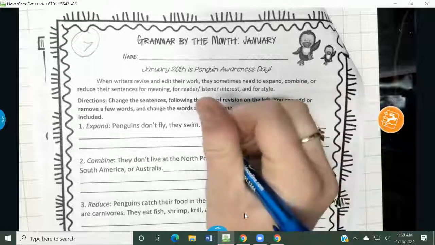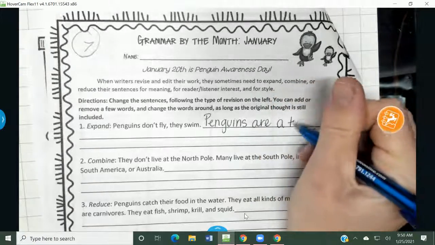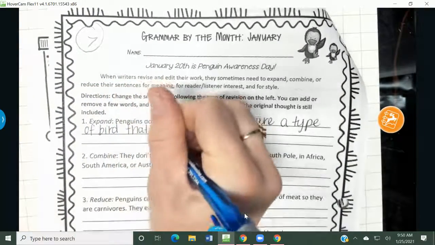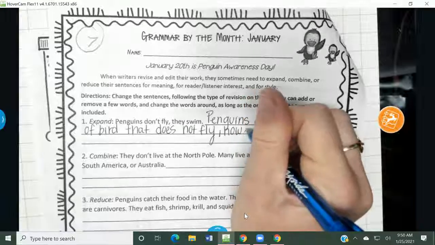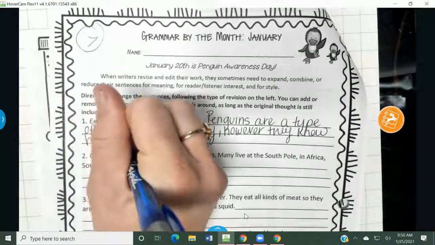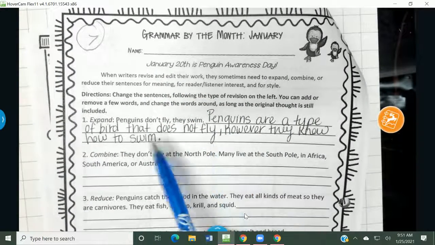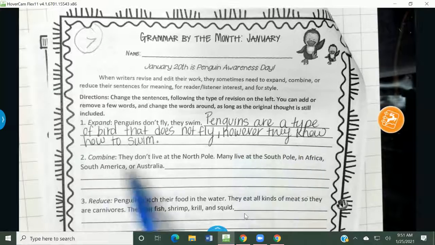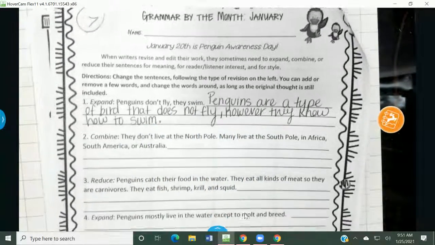So you guys can copy this down. We're going to say that penguins are a type of bird that does not fly. Comma, however, they know how to swim. Period. So look how I expanded that. I expanded on the fact that they're a type of bird, but even though they're a bird, it's interesting, they don't fly. And I added in a conjunction, however, they do know how to swim. So all I did was expand it by adding a few words without changing the meaning of the sentence. So that's how we expand.